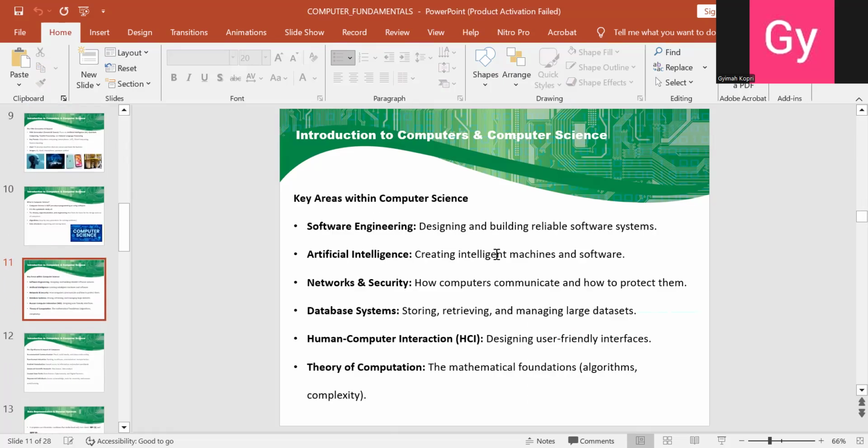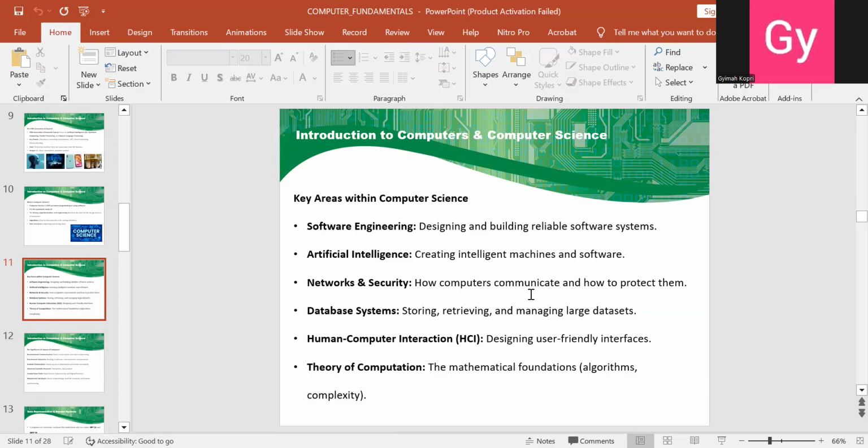Right. So let's look at key areas within the computer science field. Within here, it's the same as IT. That's why we are adding it. So you do software engineering. That one, you design and build a reliable software system. So I told you I'll let you build a software. Definitely, I'll let you write your own code or write your own software. Then artificial intelligence is also one key area of computer science. It is meant for creating intelligent machines and software to make the computer think like a human. Fine. Then we have network and security.